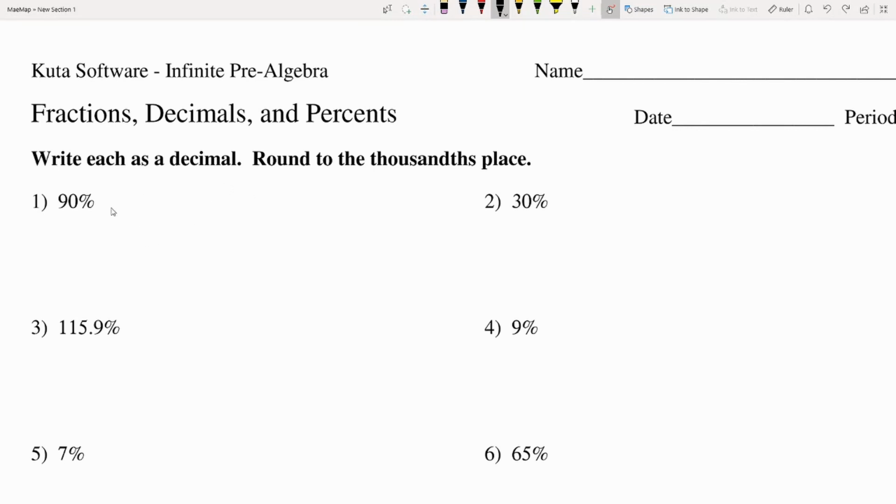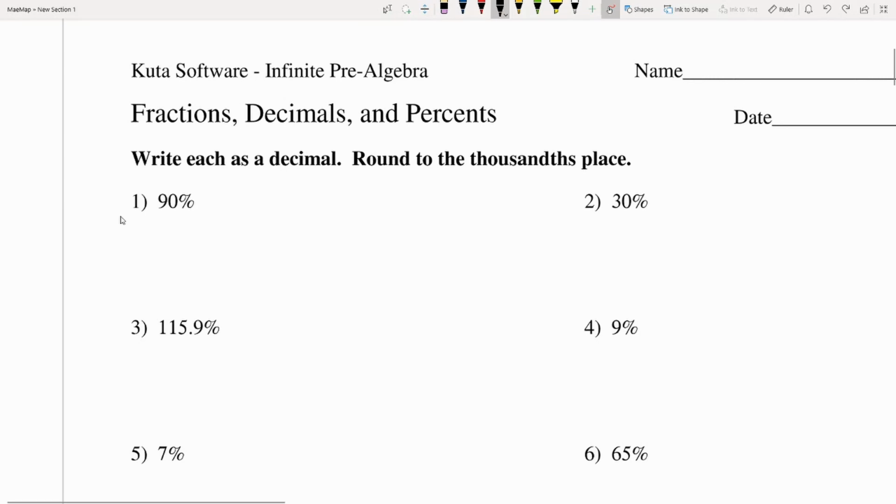Now remember, the conversion between a percent and a decimal: if we start at a decimal and want to get to a percent, we multiply the decimal by 100. So to convert from a percent to a decimal, we're going to divide by 100. The nice thing about dividing by 100 is that all we need to do is move the decimal place 2 to the left. So let's jump into number 1.